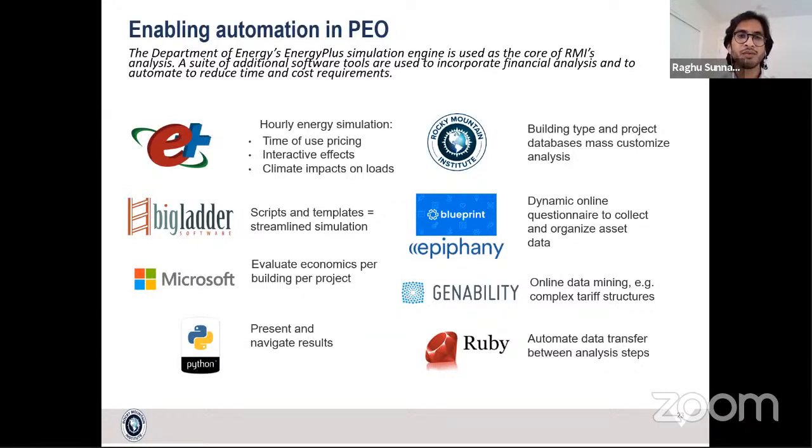We also do visualization of the results through Python scripting. And we also work with Microsoft to do the economic analysis portion of it. The whole emphasis that we want to have is automating the whole workflow, because we believe that would help us in scaling this solution in a much quicker and much cheaper way, so that we are then able to motivate owners to invest in retrofits.